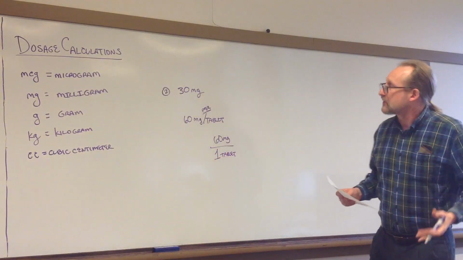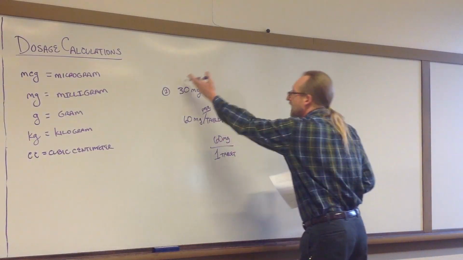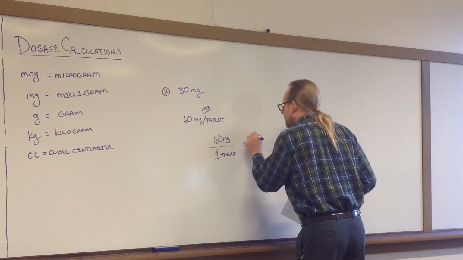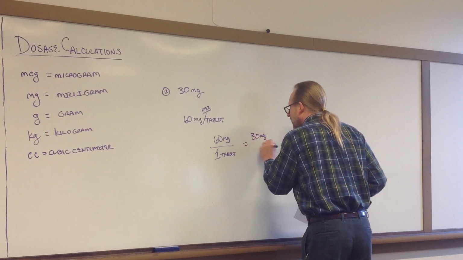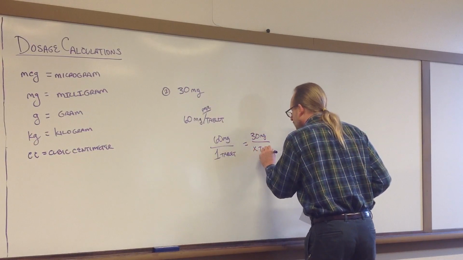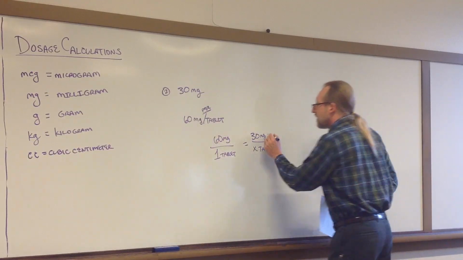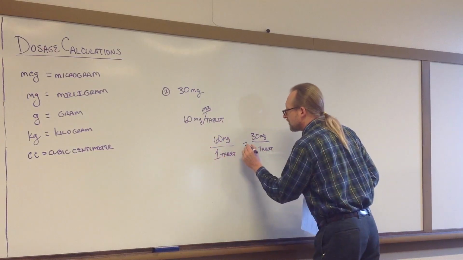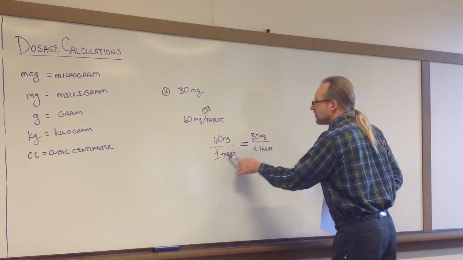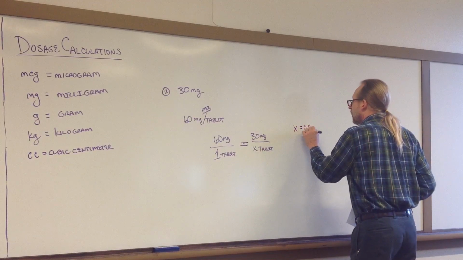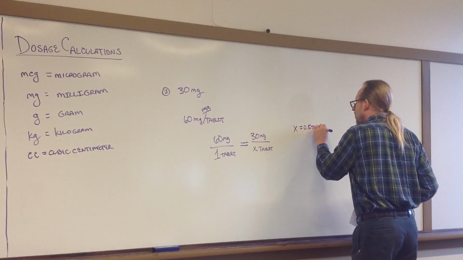Now you might just look at this problem and say, oh, well, we need half of that, right? So we need half a tablet. In the end, if you're not sure, here's the proportion. Set it up on opposite sides of the equal sign, match up your milligrams, match up your tablets, and then multiply these two and divide by the 60. X is 1/2 of a tablet.